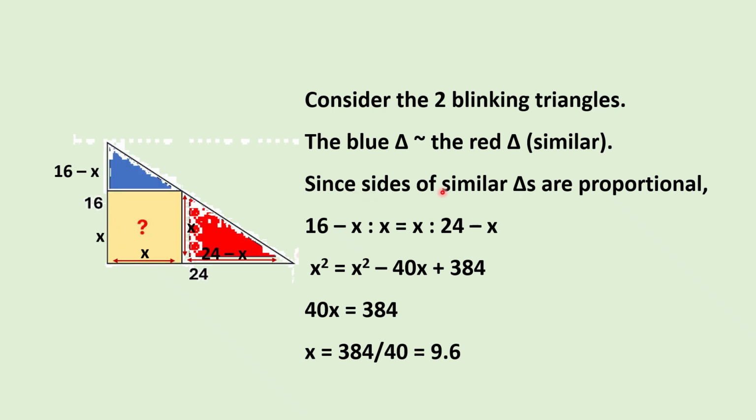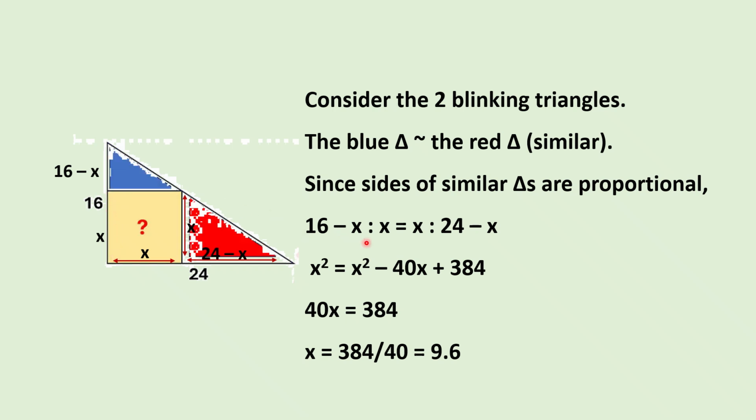Since the sides of similar triangles are proportional, if two triangles are similar, the sides should be proportional. So 16 minus x, that is this one. The full side was 16. The side of the square is x, so the remaining is 16 minus x.